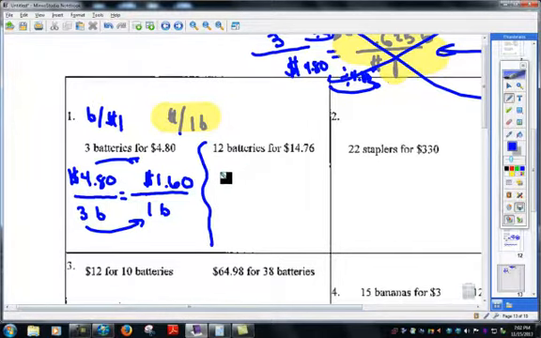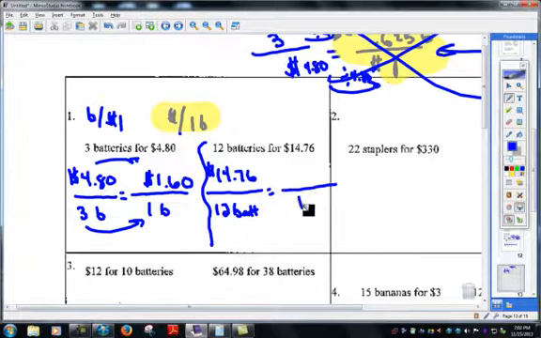Then over here, for 12 batteries, I can get $14.76. Okay? And 12 batteries. I want to figure out the cost for one battery. Again, make sure you're seeing how I'm putting labels on here. Labels will help you. Trust me. I know these things, okay? The ones that put labels hardly ever miss them.